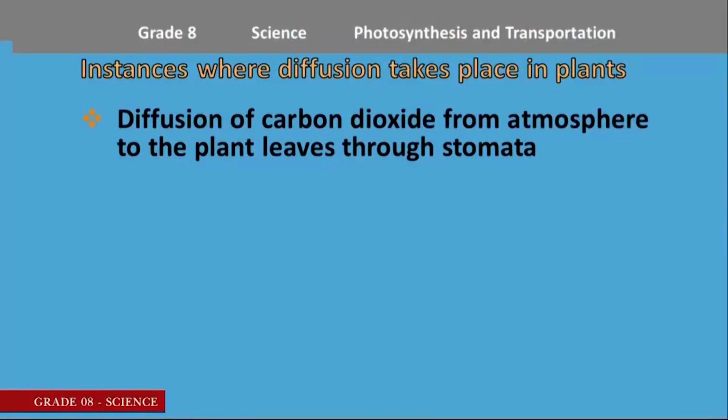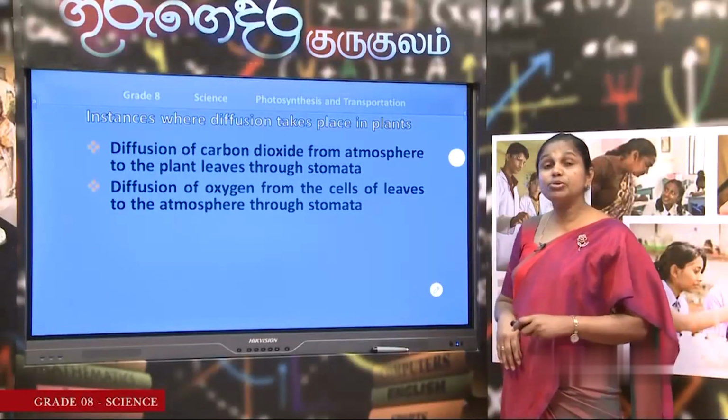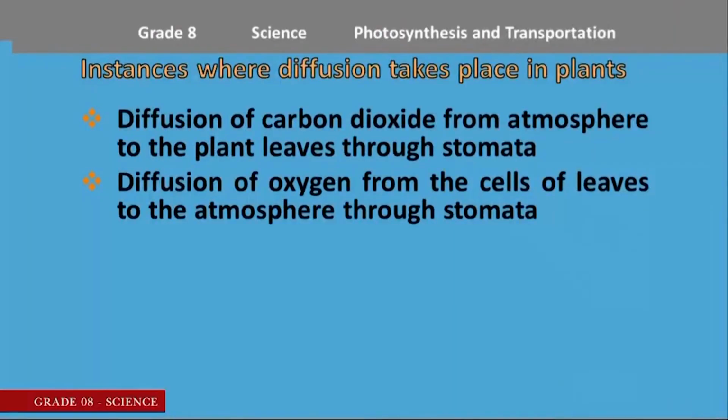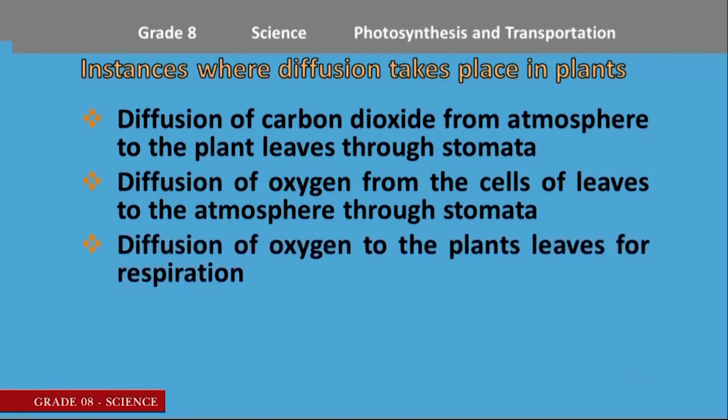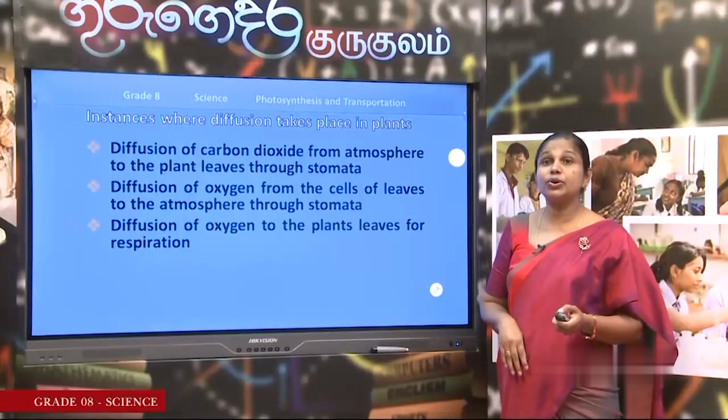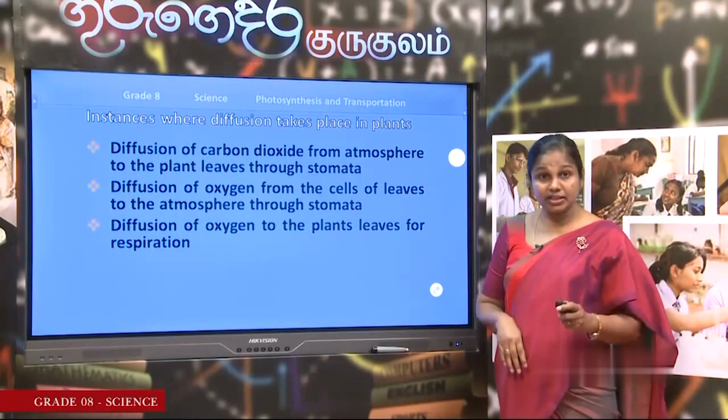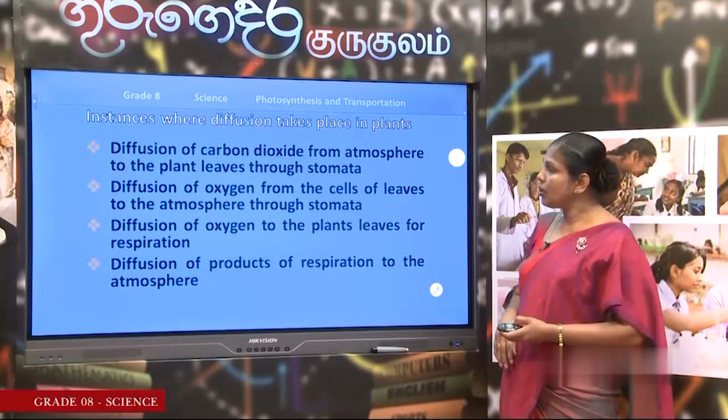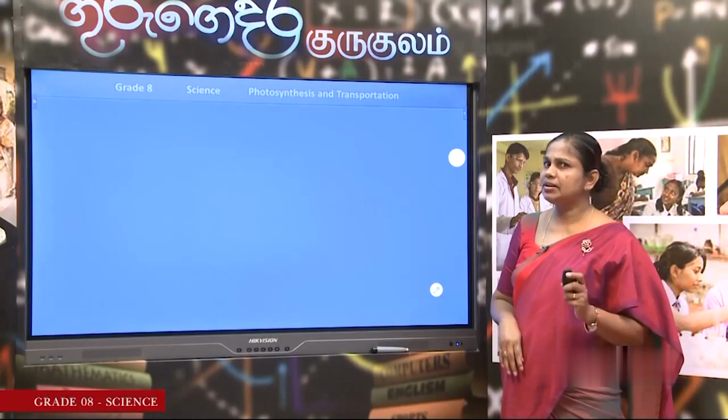First, diffusion of carbon dioxide from the atmosphere to the leaf. Can you remember when we were learning photosynthesis, I explained to you the way that carbon dioxide enters the leaf. The process is diffusion. And again, diffusion of oxygen. Now we know by the photosynthesis process oxygen is produced. So this oxygen is released out from the leaf by the process of diffusion. And again, during respiration also gases are exchanged. Plants take oxygen in and release carbon dioxide. Here also the movement of gases takes place by the process of diffusion. Okay, children, that's all about diffusion.